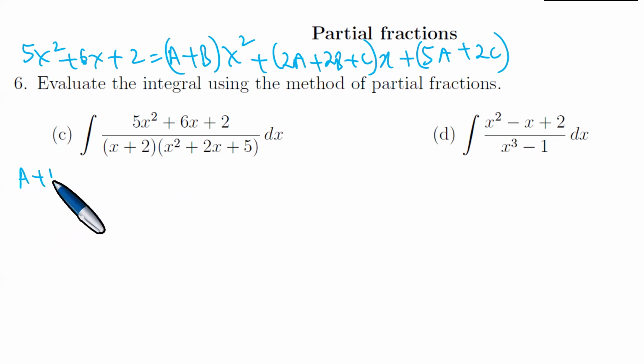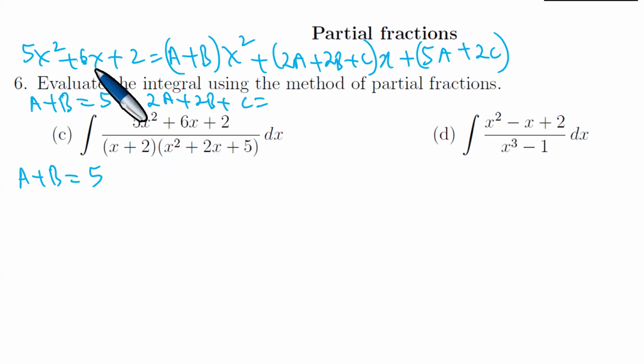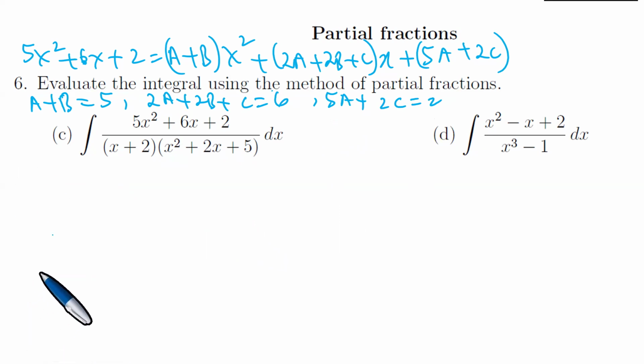So a plus b equals 5. A plus b equals 5 corresponds to the coefficients of the quadratic terms. 2a plus 2b plus c is equal to 6. 5a plus 2c equals 2. Okay, three equations and three unknowns. We need to find the values of a, b, and c.